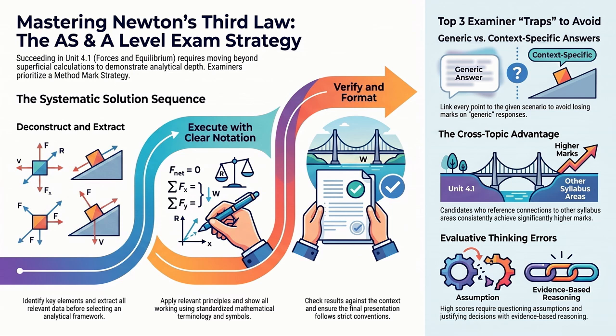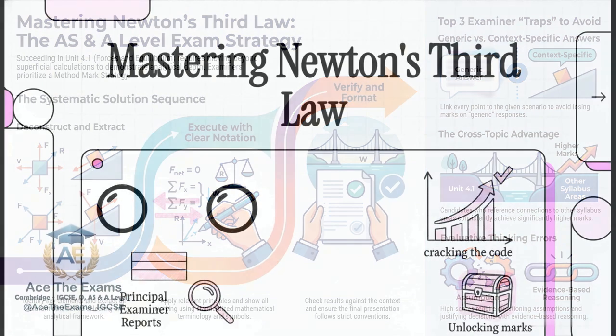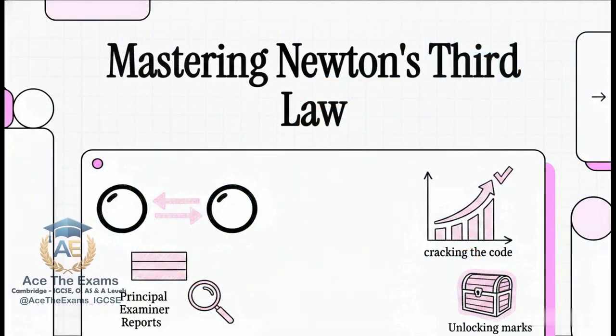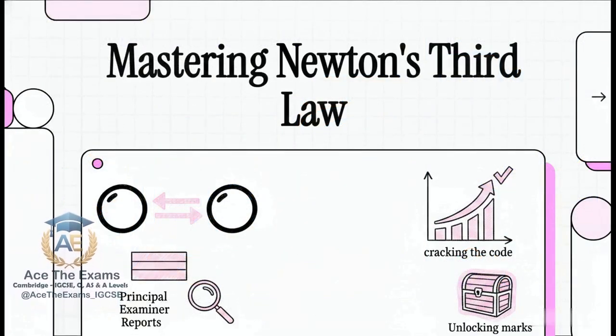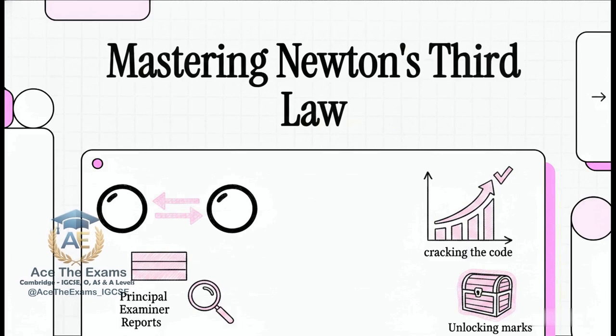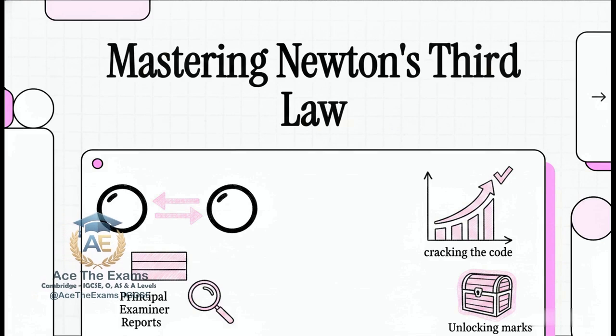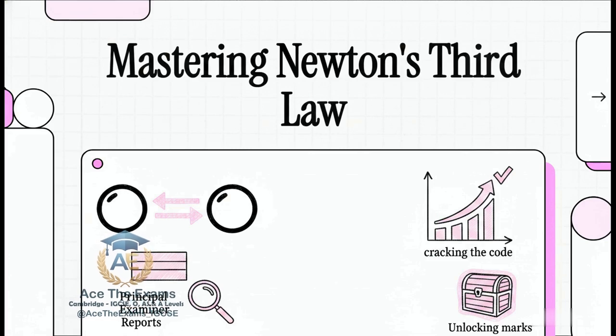All right, let's just dive right in and crack the code on Cambridge AS and A-Level Mathematics 9709. Specifically, we're zeroing in on Section 4.1, Forces in Equilibrium, with a real laser focus on Newton's third law. Now, we all know this is an area where, quite frankly, a lot of students just end up leaving easy marks on the table. But today, we're pulling back the curtain. We're looking directly at the data from principal examiner reports to see exactly what they actually want from you.